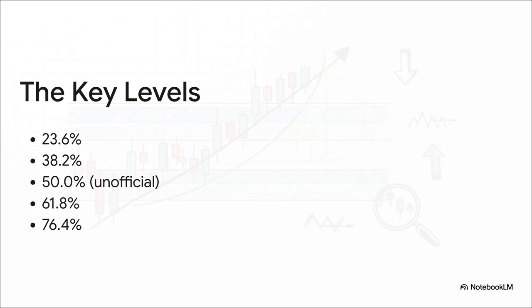Now you might be wondering, where did these numbers even come from? Well, they're all derived from the famous Fibonacci sequence. But what's really interesting is that 50% level. It's not actually a Fibonacci ratio at all, but so many traders use it as a key halfway point that it's basically become an honorary and super important part of the toolkit.